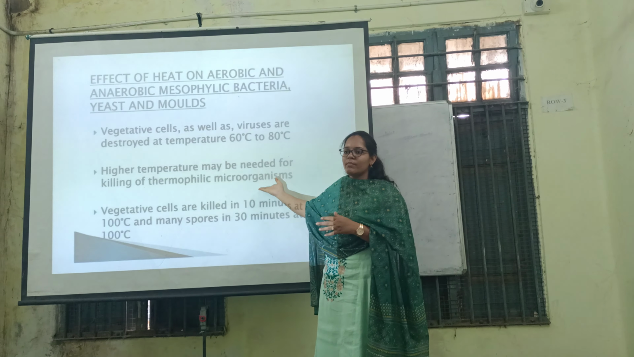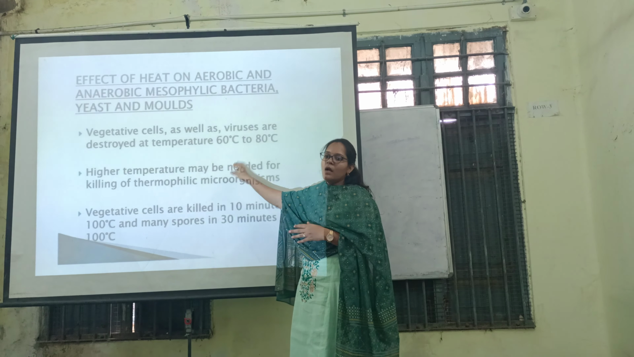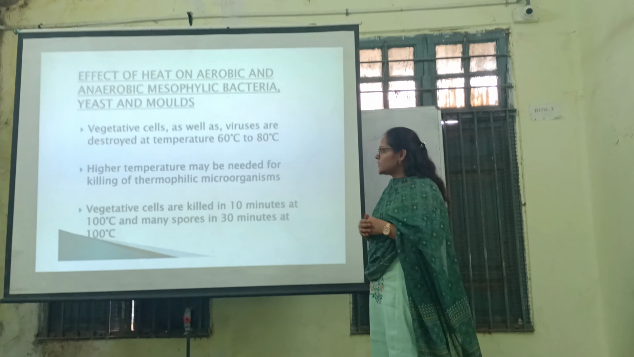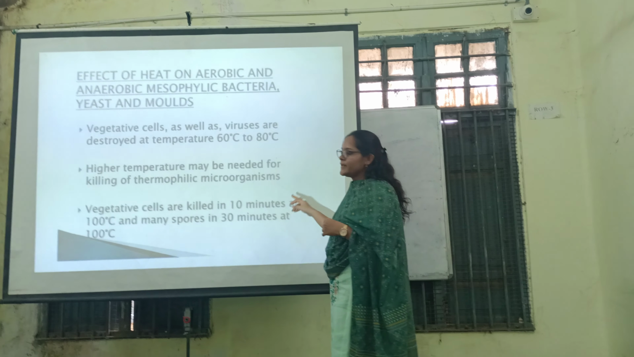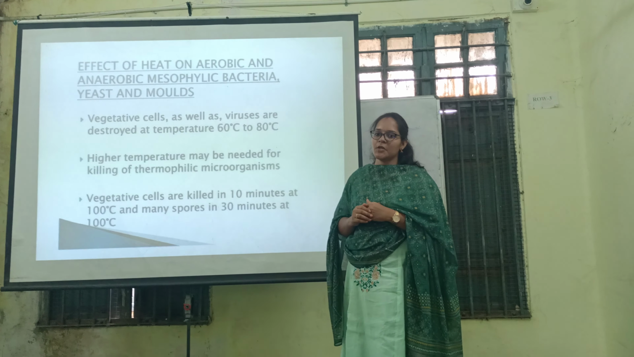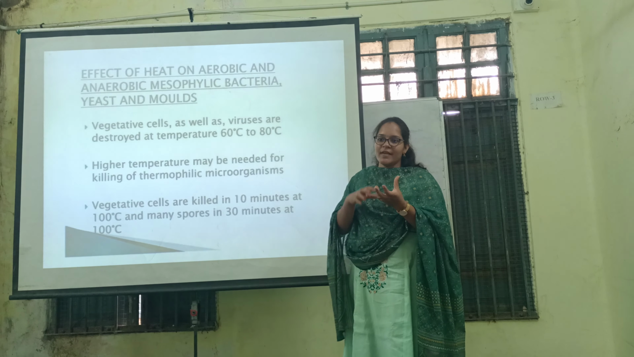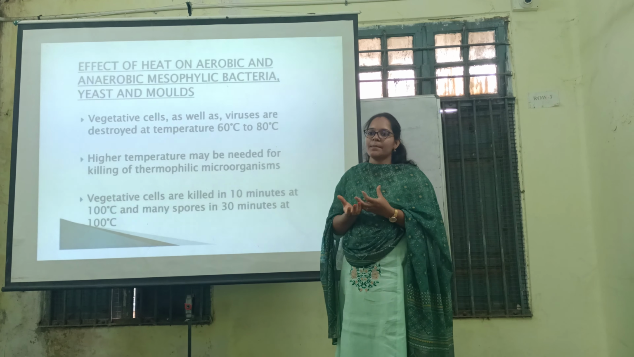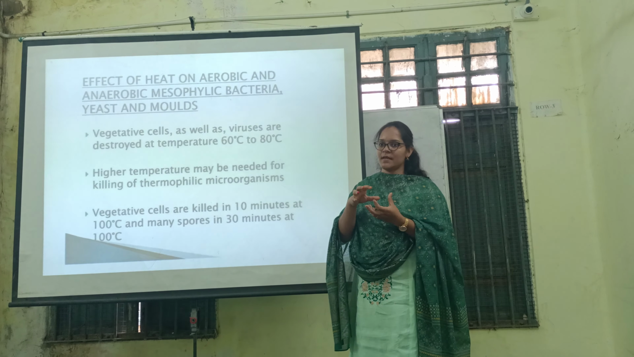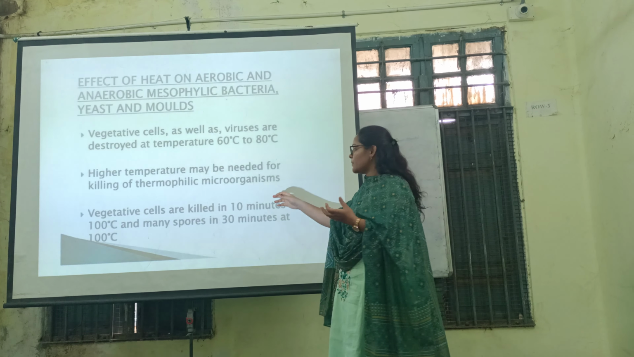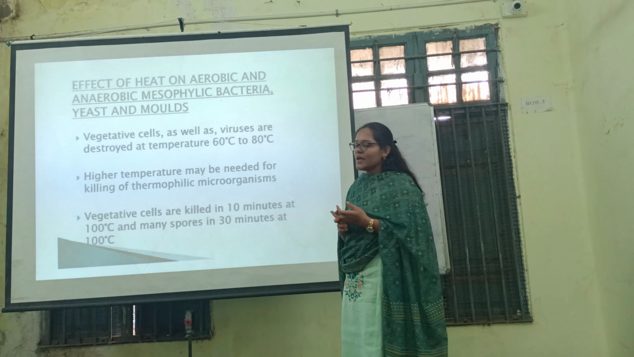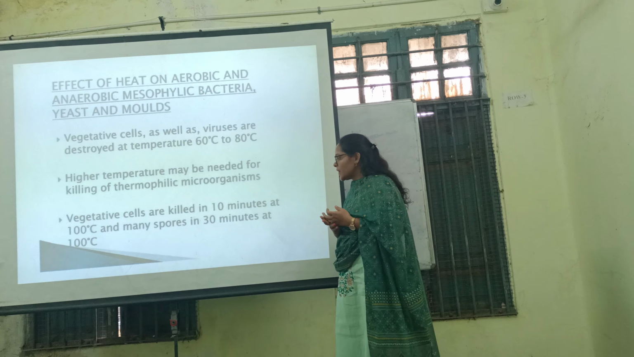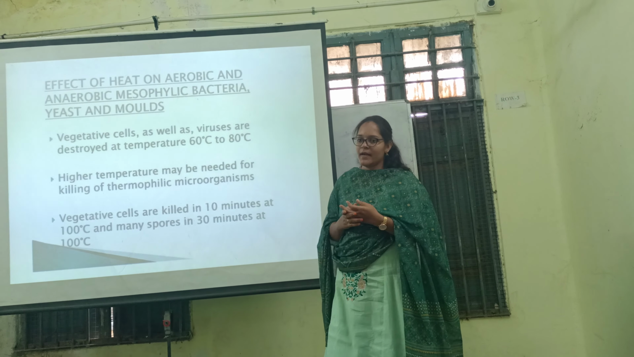That type of microorganism can be killed by using the highest temperatures. Next, vegetative cells are killed in 10 minutes at 100 degrees C. Vegetative cells are the layer on the vegetable. Different types of microorganisms are there on the vegetable, so those vegetative cells can be killed in 10 minutes at 100 degrees C temperature. And many spores can be killed in 30 minutes at 100 degrees C.